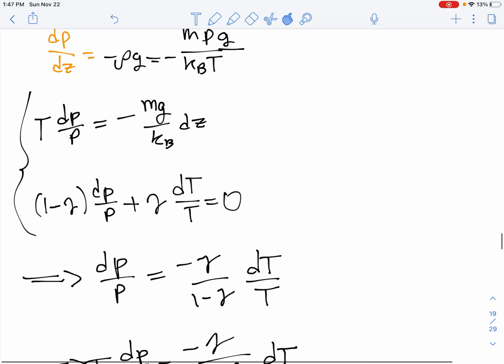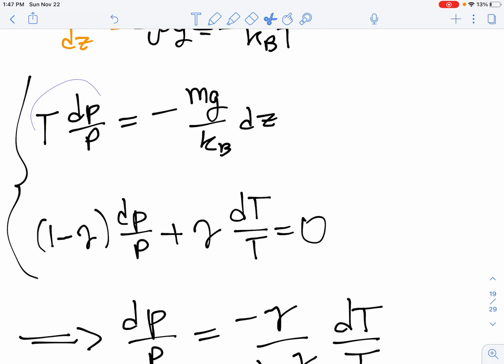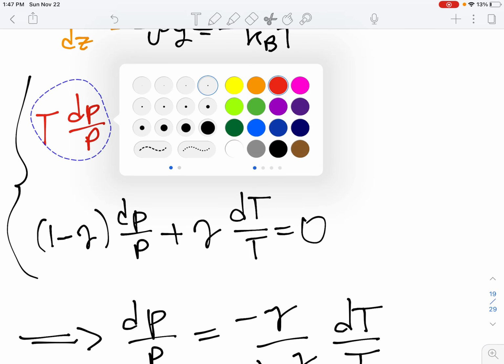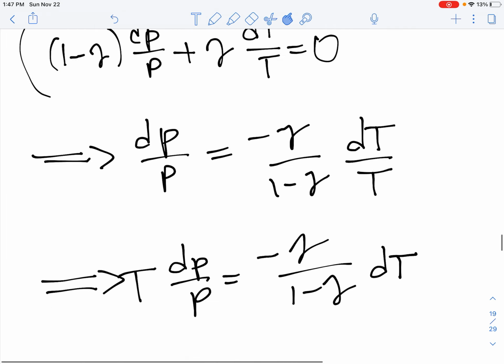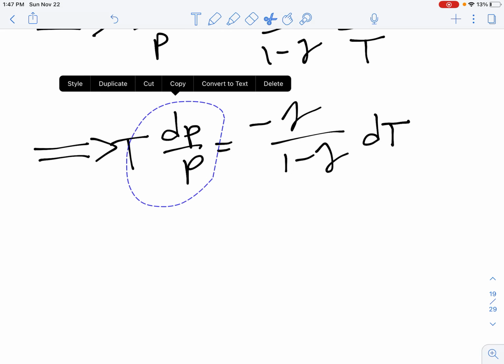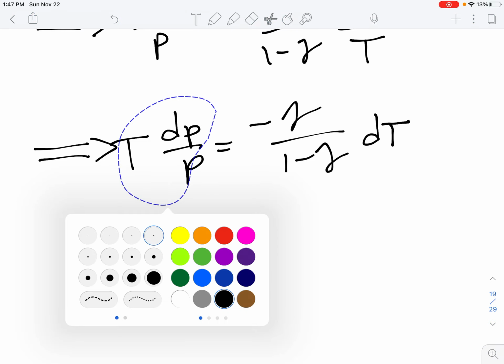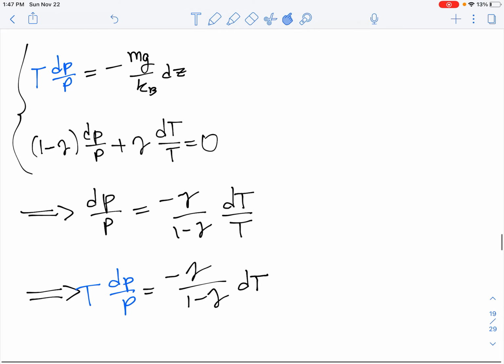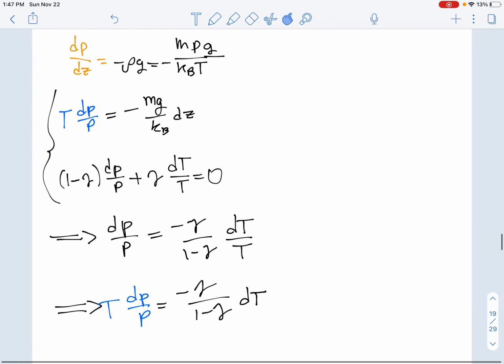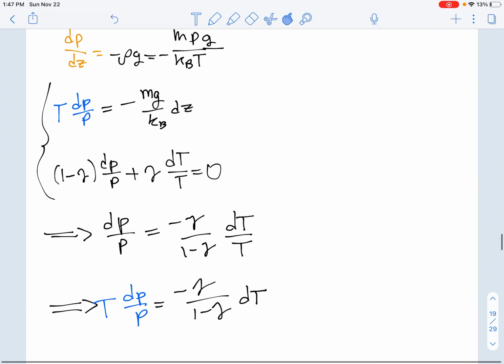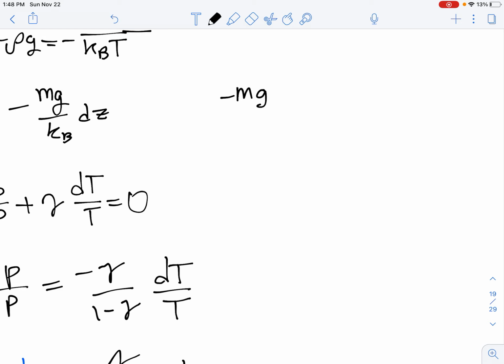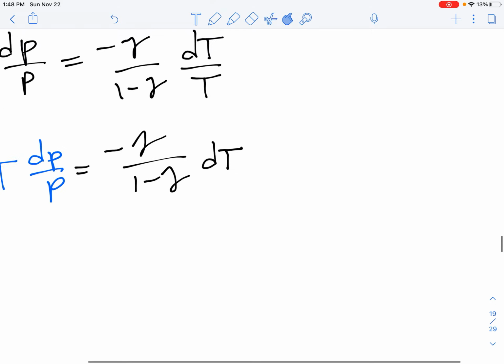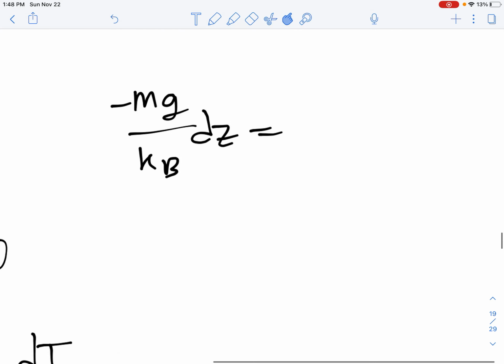So these are two equivalent expressions that we have, and we can now equate -mg/k_B dz with this. So -mg/k_B dz is equal to -γ/(1-γ) dT.